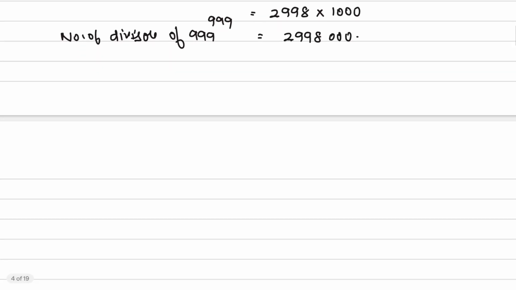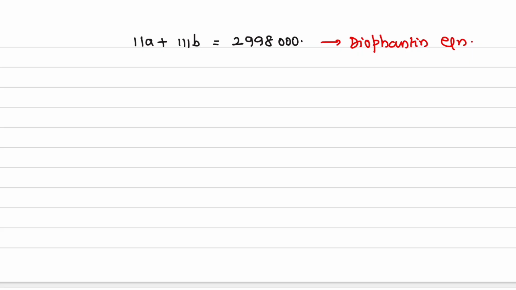That means the given equation is 11a plus 111b is equal to 2998,000. Now what we have to do is to find a and b. It's a Diophantine equation. Now we have to find out the values of a and b in this Diophantine equation.